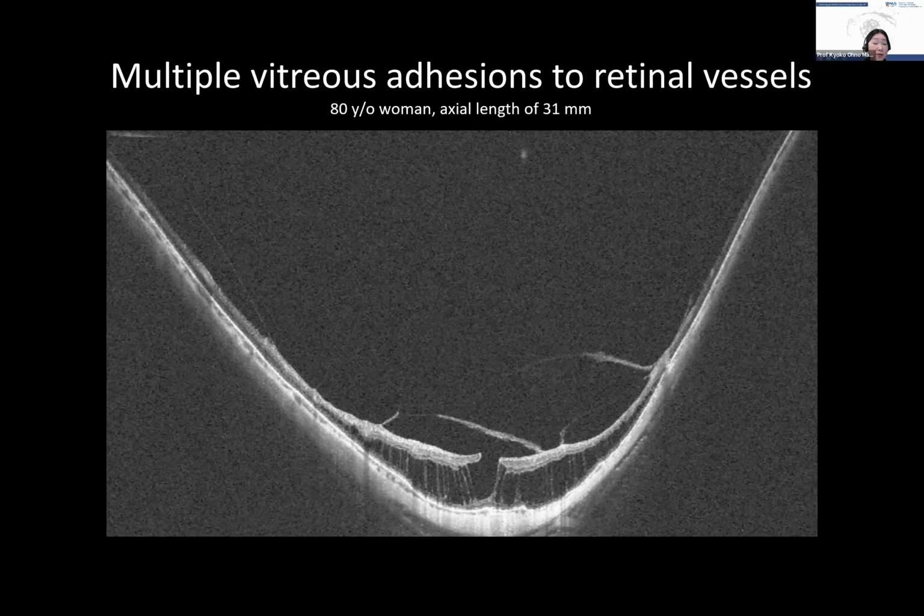Multiple vitreous adhesions to retinal vessels are another feature. In this patient with macular retinoschisis, the posterior vitreous surface appears thickened, and it is adherent at multiple points, and these points are actually retinal vessels. And a close observation shows additional PVD here, suggesting multi-layered PVD.